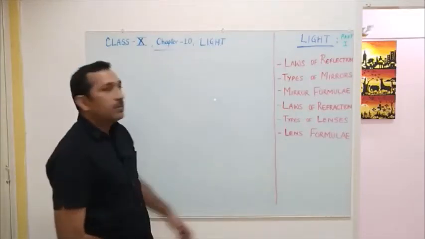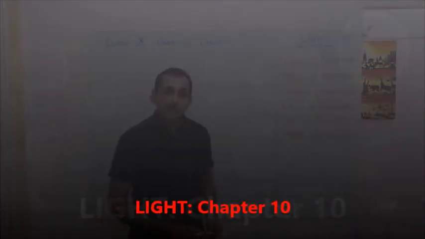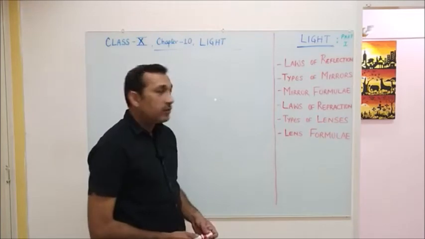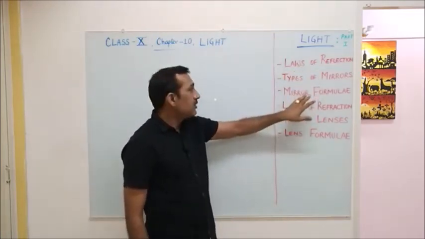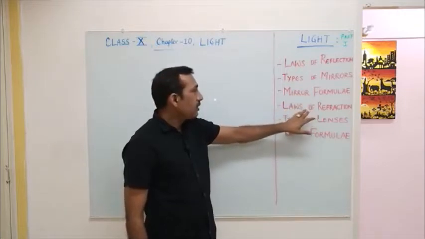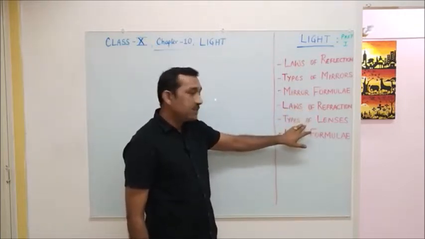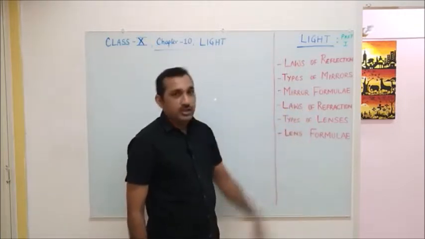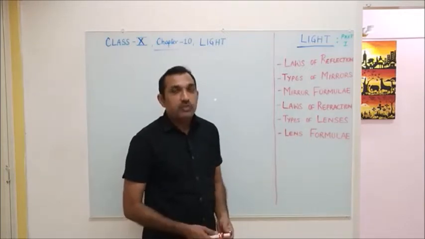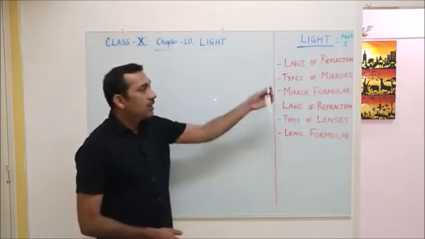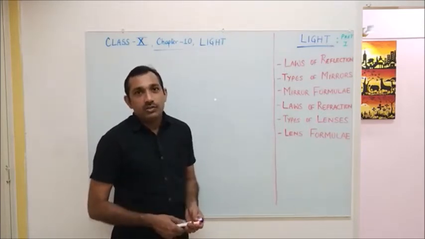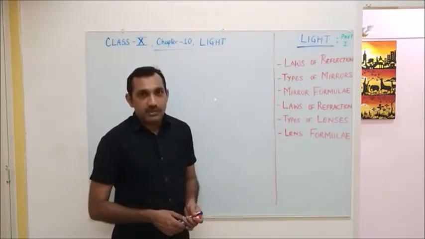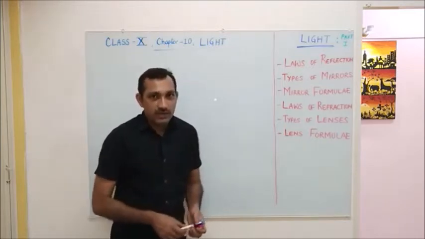Today we are going to talk about light. This is chapter 10 of the CBSE syllabus. So today we are going to cover laws of reflection, types of mirrors, mirror formulae, types of lenses and lens formulae. So let's start with laws of reflection. You have done laws of reflection in earlier classes also, but let's revise and see what it is.